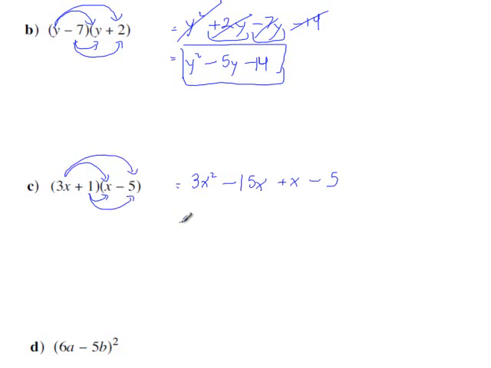Combine your like terms. You have a 3x squared term. Your x terms, you have negative 15x plus x. So negative 15 plus 1 is the same as negative 14. So you get negative 14x. And a negative 5 at the end. There's your answer.